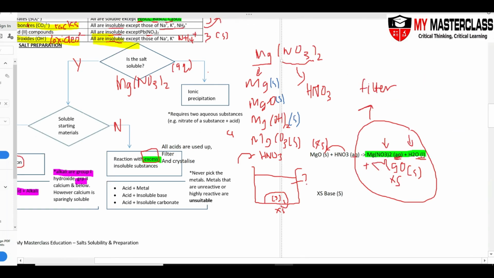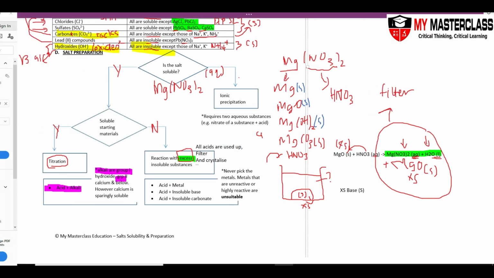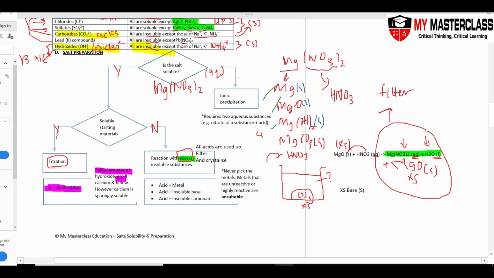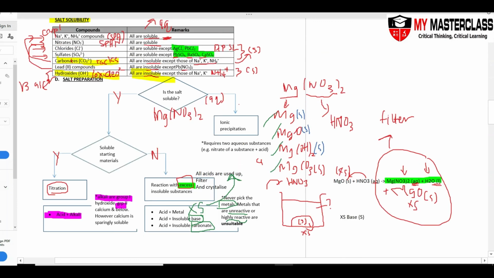Okay, so remember these four reagents that we see over here: the magnesium, magnesium oxide, magnesium hydroxide, and magnesium carbonate. These four are all solid. We never pick the metal, okay, because some metals are unreactive, example copper. Some metals are highly reactive, example sodium, so there will be an explosion when you try to do the reaction. So what shall we do? Pick the base and pick the carbonate. And most importantly, they must be in excess. Why excess? To ensure all your acids are used up, so you can filter and crystallize easily.